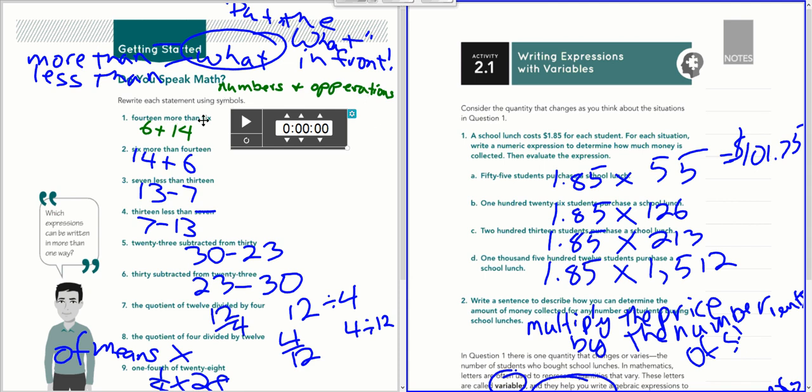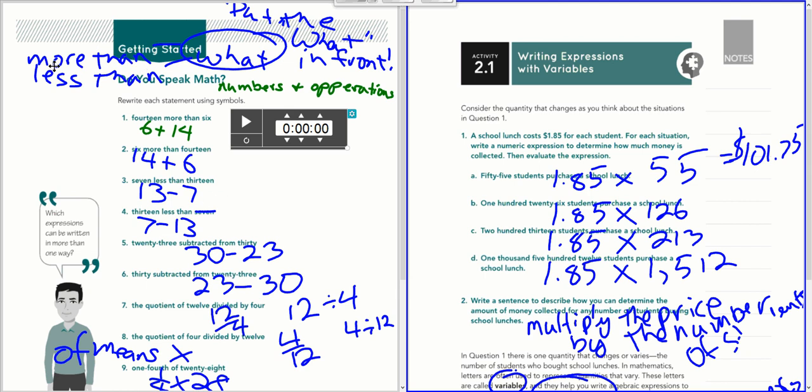So 14 more than 6, we'd put 6 plus 14. 6 more than 14 would be 14 plus 6. And you might be saying, well, why wouldn't we put the 6 first and the 14 after? And remember, addition, it really doesn't matter. But the thing is, it will matter later on when we do subtraction. For example, 7 less than 13. If I do 7 minus 13, I don't get the same thing as I do when I do 13 minus 7. So how do we know which way to go?